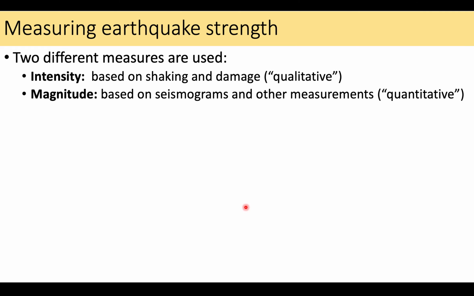When we are measuring earthquake strength, we can use a couple different ways. We can measure intensity, which is shaking and damage. This is really qualitative and occurs after the earthquake happens. After the earthquake, you can go out and see the type of damage that it caused. That is going to be measuring the intensity of the shaking, the intensity of the quake. Whereas magnitude is using the seismogram to get a quantitative measurement of how strong that earthquake was.